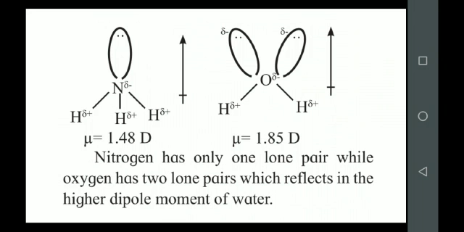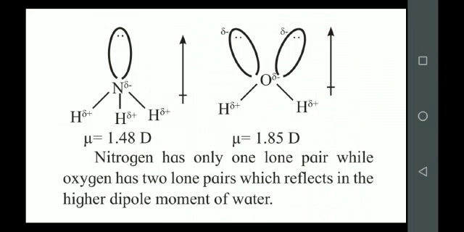Now here the diagram of NH3 and H2O is given. Look here, the resultant dipole is shown by the single arrow on the right-hand side of the diagram of H2O and NH3. You can see the dipole moment for ammonia is 1.48 and for water it is 1.85. Now here the dipole moment for each N-H bond is directed from H to nitrogen.